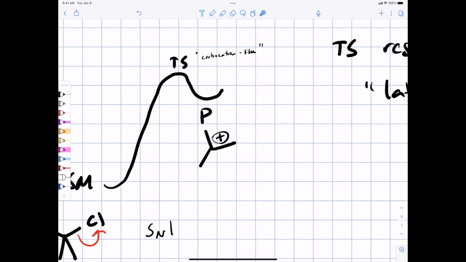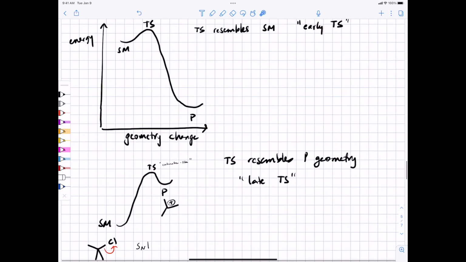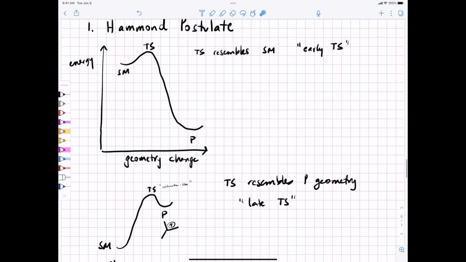That's the reasoning that we use. Sometimes, it's not any more complicated than that, but sometimes people will make it worse by saying, well, for exothermic reactions, you generally have an early transition state. Don't memorize that. This is an exothermic reaction, but the reason it has an early transition state is because the starting material is closer to the transition state.